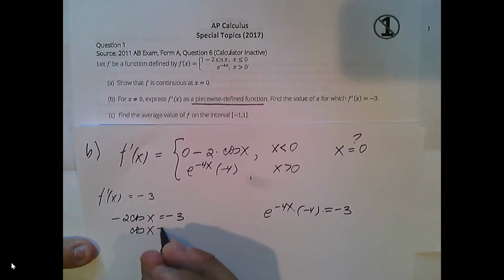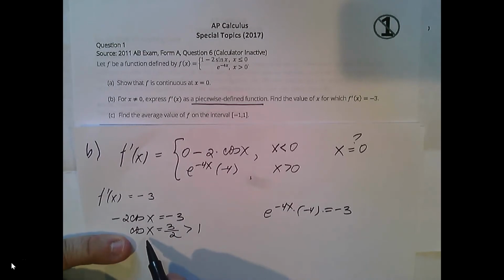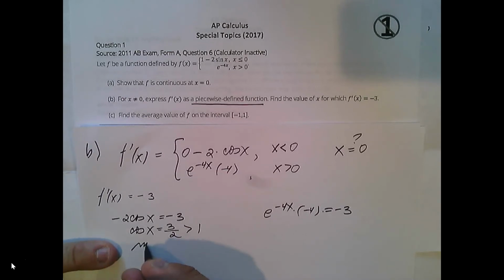If I divide both sides by negative 2, you get cosine of x equals 3/2. Now 3/2 is greater than 1, and one of the things you need to remember about the cosine function is that the maximum value for the cosine is 1. It can never ever be greater than 1, so this part over here has no solution.